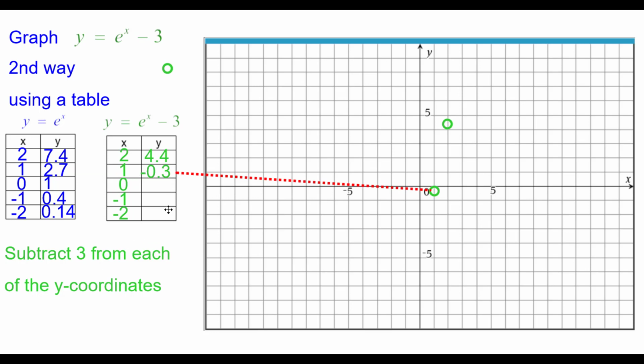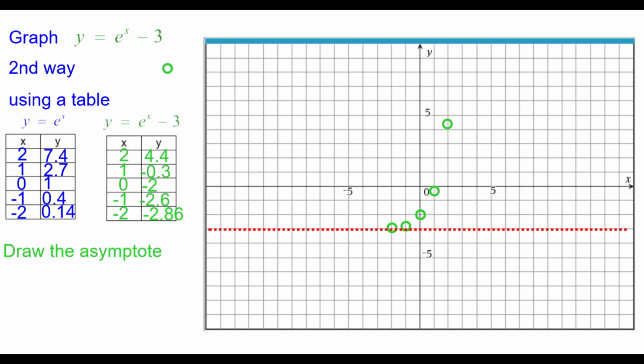Now you go ahead and finish the table and plot the remaining 3 points. Press pause to do this and resume when you're ready. 1 minus 3 is -2, so 0, -2. 0.4 minus 3 is -2.6, so -1, -2.6. And 0.14 minus 3 is -2.86, so -2, almost -3, -2.86.